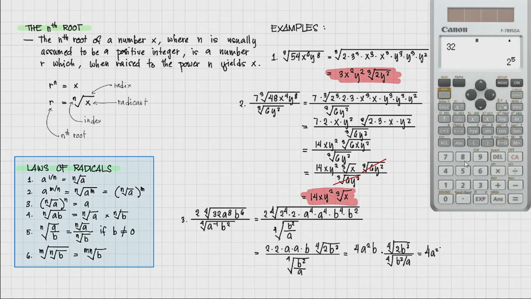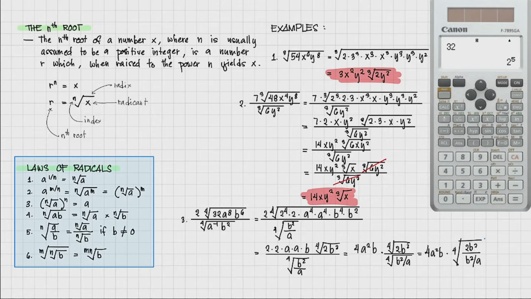4a squared times b times the fourth root of 2b squared over b squared over a, right? I could further simplify this by this whole term. So let's look at this whole term muna.